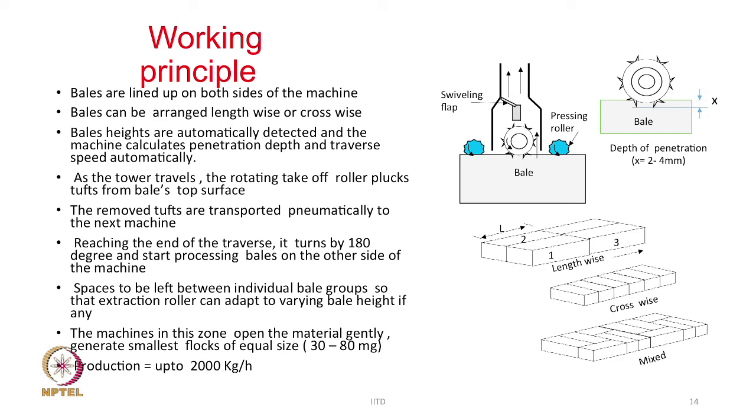Bale heights are automatically detected, and the machine calculates the penetration depth and traverse speed automatically. Depending upon the productivity you want, we can set the machine, and the machine will automatically decide the penetration depth and its speed.